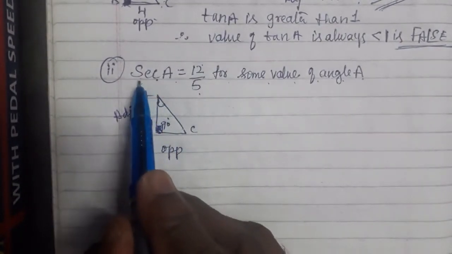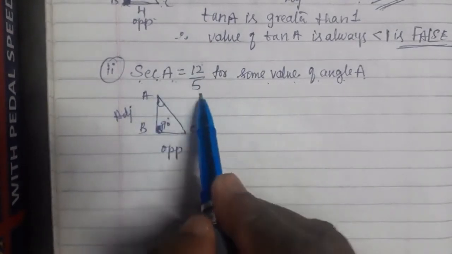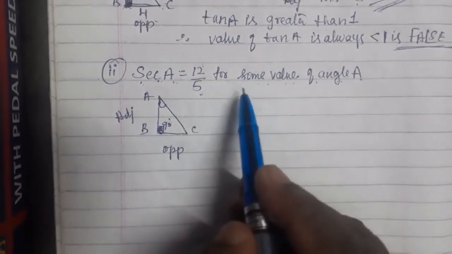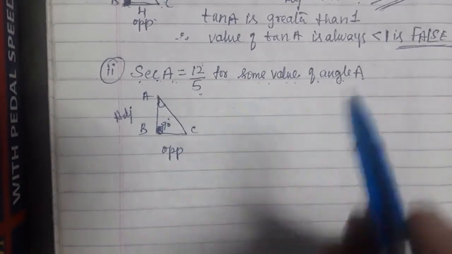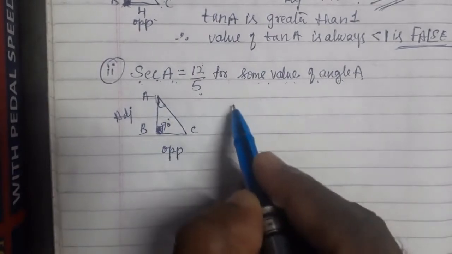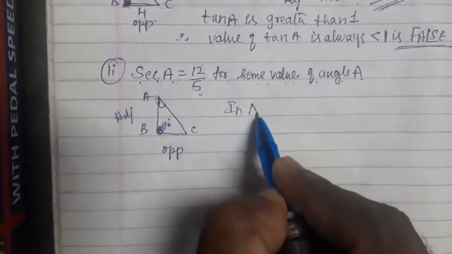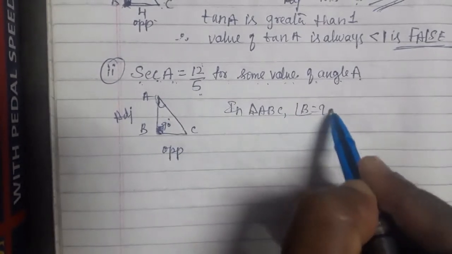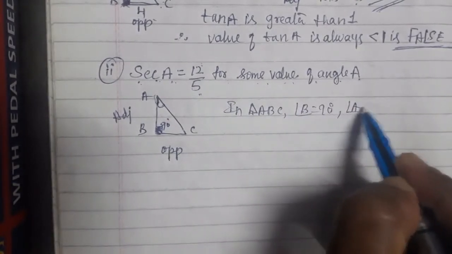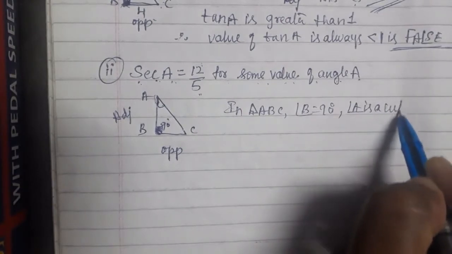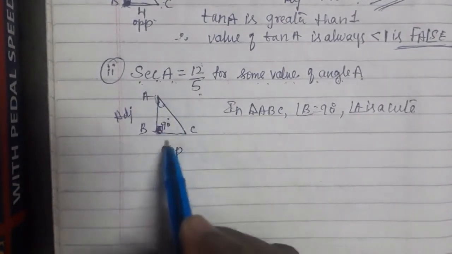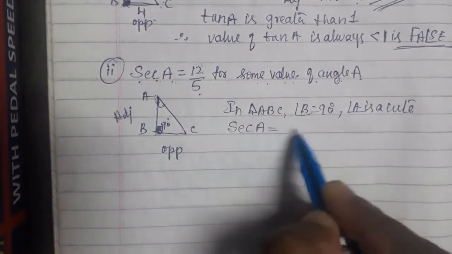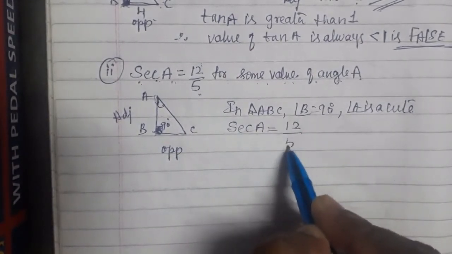One more statement. Secant A is equal to 12 by 5 for some value of angle A. We have to justify whether this statement is true or not. So I need one more triangle. In right angle triangle ABC, angle B is equal to 90 degrees. Angle A is acute. Therefore AB is adjacent, BC is opposite. What we have here is secant A equal to 12 by 5.